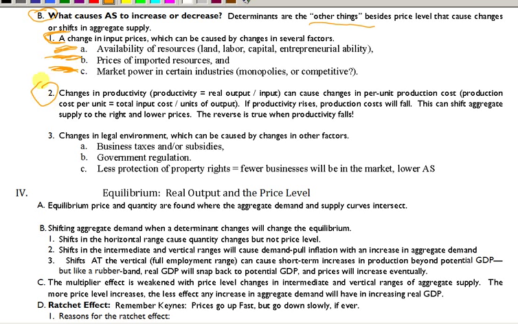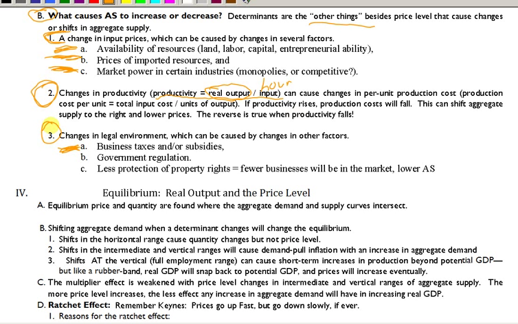Also, anything that changes productivity. Productivity is just real output over the amount of inputs. Usually we think about how much output we get per hour of labor as a common way to measure productivity: real output per hour worked. So more machinery, more technology, more inventions, better technology, and better trained workers can increase the aggregate supply curve because we're increasing potential GDP. Other things are changes in the legal environment, which could be related to business taxes.